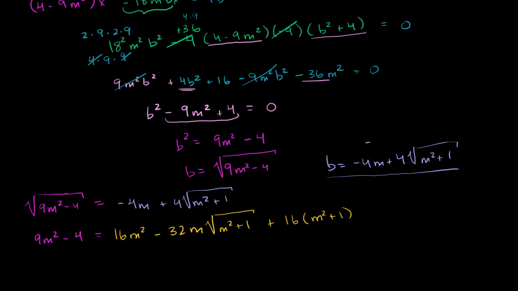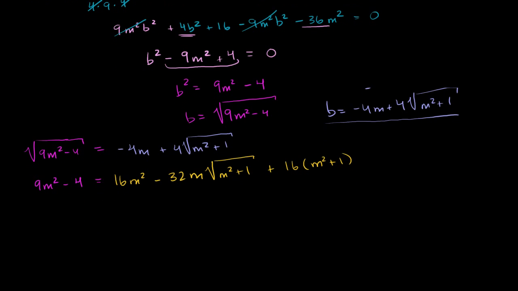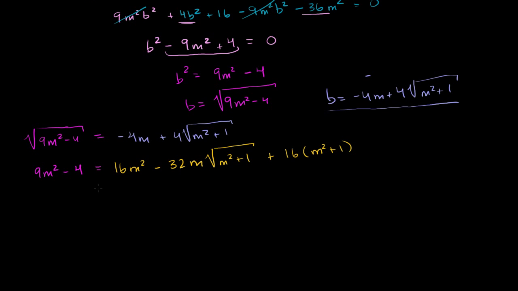So let's try to simplify this a little bit, get maybe the radical on one side of the equation, and see if we can simplify this even more. So a good place to start, this term right over here is going to be 16m squared plus 16. So on the right-hand side, we have 9m squared minus 4 is equal to 32m squared plus 16 minus 32m times the square root of m squared plus 1.